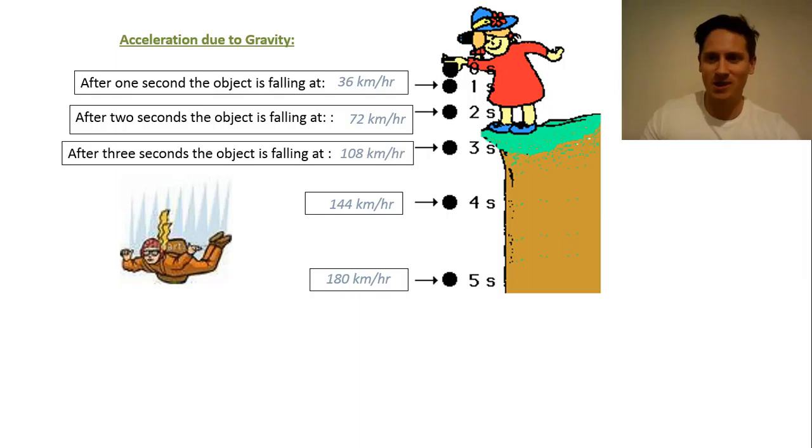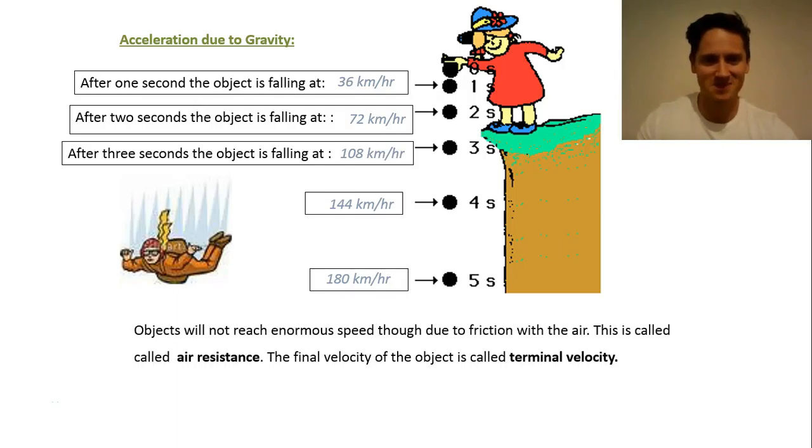Now you might ask the question, is there a max to how fast these objects can go? What if I went up in a plane and dropped something off the edge? Would there be a maximum speed? Glad you asked that question. It's a good one. Objects will not reach enormous speed because of friction with the air. This is called air resistance.